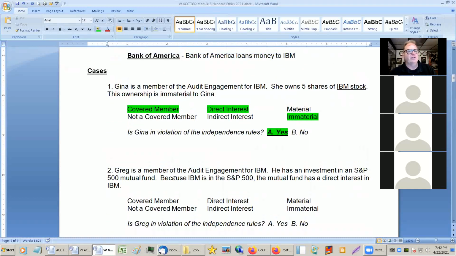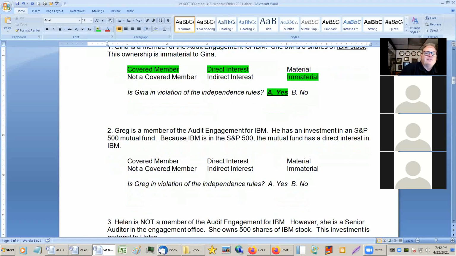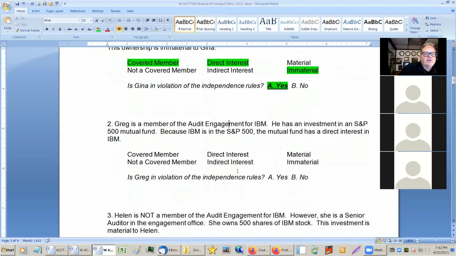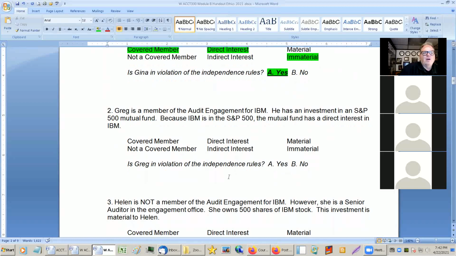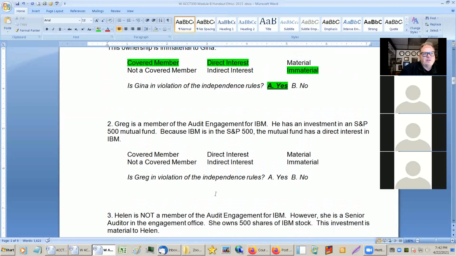Okay, let's take Greg. Greg's a member of the audit engagement for IBM. He has an investment in the S&P 500 mutual fund we just talked about. Because IBM is in the S&P 500, the mutual fund has a direct interest in IBM. Greg, covered member? Yes. Direct interest or indirect? Indirect. Greg's buying into the fund, and the fund is then buying.